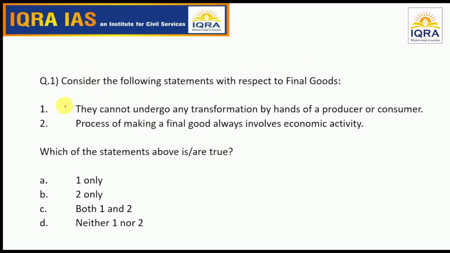Question number 1: consider the following statements with respect to final goods. Now this is important here. Statement 1, they cannot undergo any transformation by the hands of a producer or a consumer. Second, the process of making a final good always involves economic activity. So this is also important.